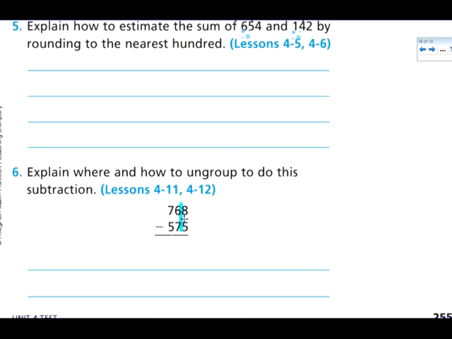Do you know how to ungroup? If you look at that 6 right there, you can't take 7 away from 6. So what do you have to do? You have to ungroup 100, make it 16. And what do you do with that 7 now that we crossed it out? You make that 6 hundreds because we had to borrow 100. Now you can subtract that fairly easily. Those are reminders of what you should be doing on some of those.